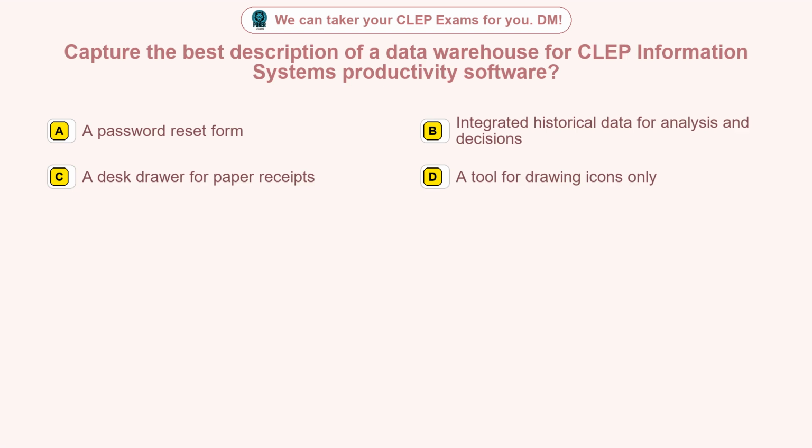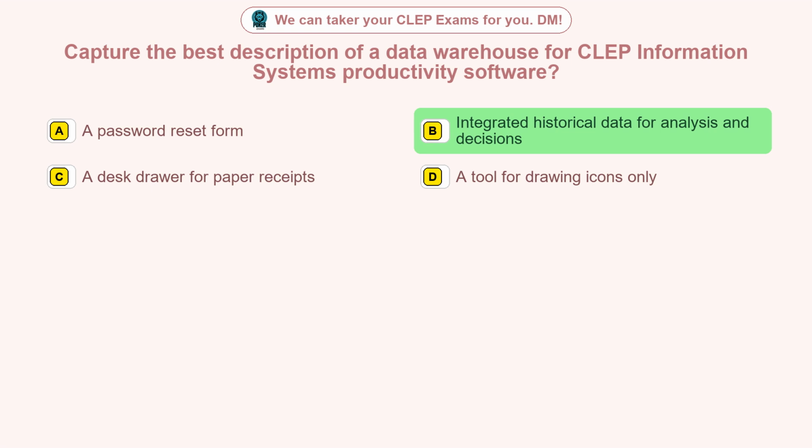Question 84. Capture the best description of a data warehouse for CLEP Information Systems productivity software. Option A. A password reset form. Option B. Integrated historical data for analysis and decisions. Option C. A desk drawer for paper receipts. Option D. A tool for drawing icons only.